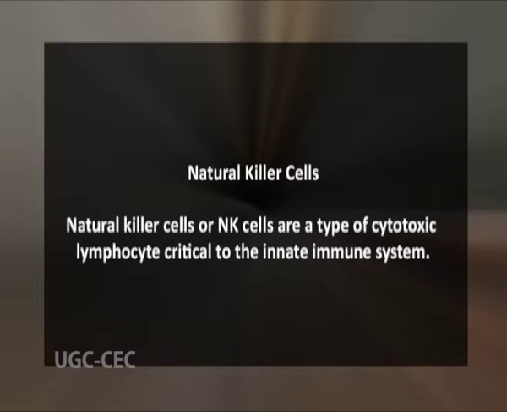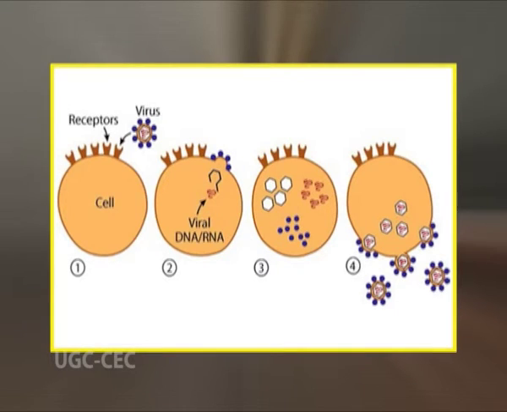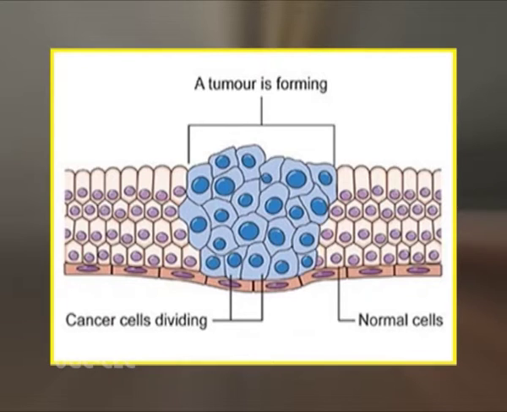Now let us discuss another part of our today's lecture, that is natural killer cells. Natural killer cells are a type of cytotoxic lymphocyte critical to the innate immune system. The role natural killer cells play is analogous to that of cytotoxic T cells in the vertebrate adaptive immune response. Natural killer cells provide rapid response to virus-infected cells, acting at around 3 days after infection, and respond to tumor formation.